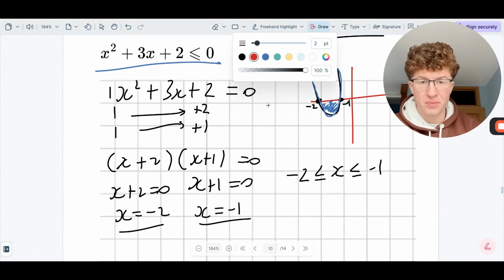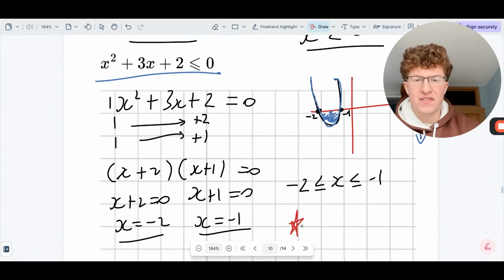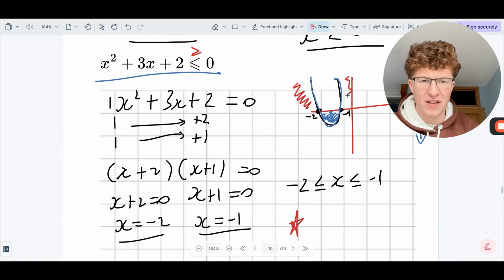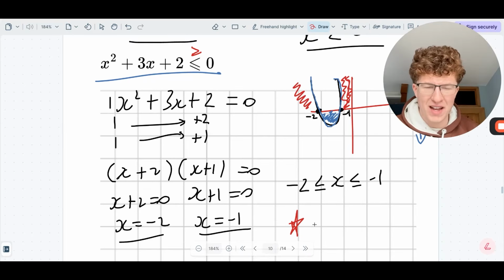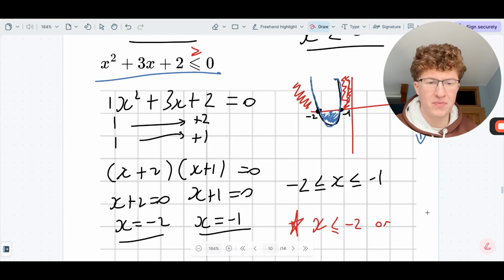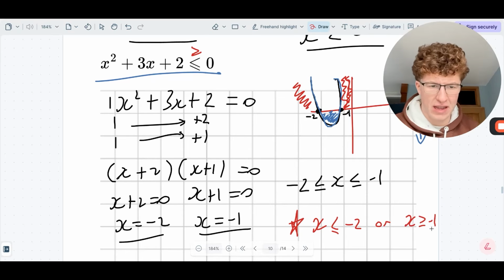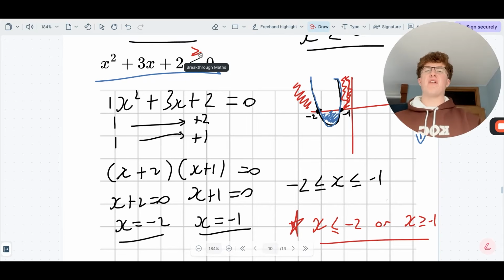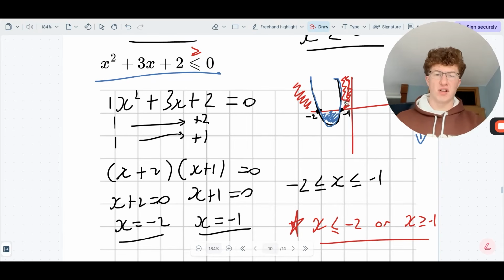I'll draw a little note that if this less than or equal to sign was a greater than or equal to sign, then we would be talking about the regions to the left and right of the graph, like up here. And that would mean x has to be less than or equal to negative 2, or x has to be greater than or equal to negative 1. So those are the two cases. Depending on whether you have a greater than or equal to or a less than or equal to sign, it determines what region of the graph you're looking at.